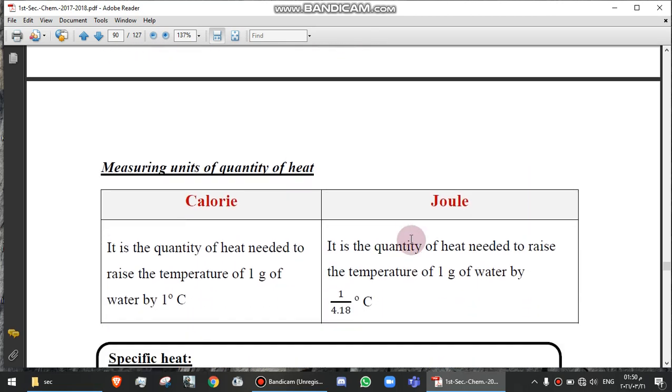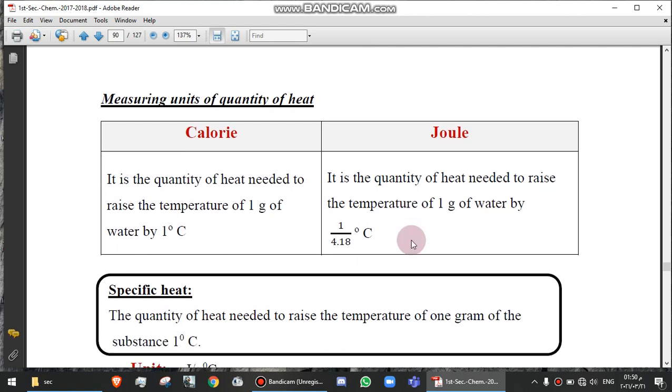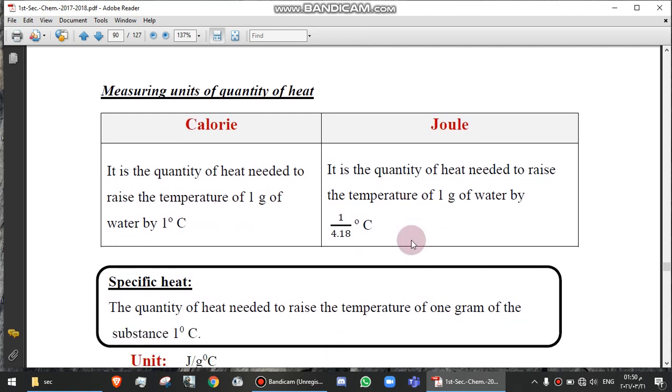Now, the measuring units of quantity of heat. There are two units, calorie and joule. The calorie is the quantity of heat needed to raise the temperature of 1 gram of water by 1 degree Celsius. If we have a beaker containing 1 gram of water and I want to raise its temperature from, say, 15 degrees Celsius to 16 degrees Celsius, I need 1 calorie. While the joule is a quantity of heat needed to raise the temperature of 1 gram of water by 1 over 4.18 degrees Celsius. So the calorie is greater than the joule. 1 calorie equals 4.18 joules.